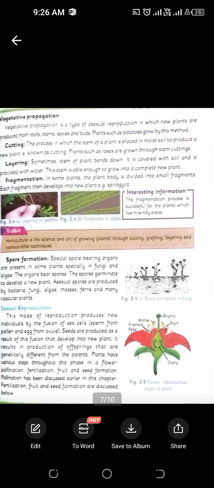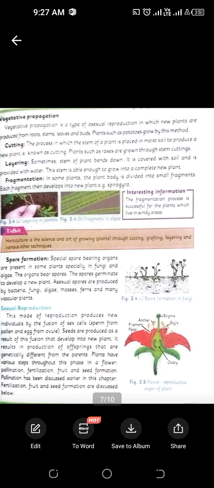If we talk about the mode, when there is no fertilization and no need of seeds, how are the plants growing? So plants are growing through the process of vegetative propagation. Vegetative propagation is a type of asexual reproduction in which new plants are produced with the help of roots, stems, leaves, and buds or branches. Okay. So there are different types of vegetative propagation. One is cutting, then layering, then fragmentation, then spore formation.